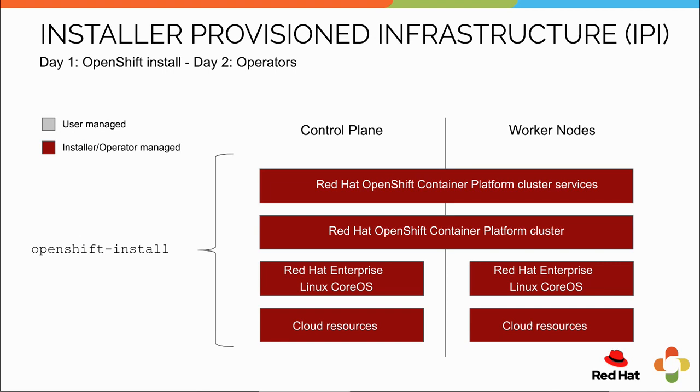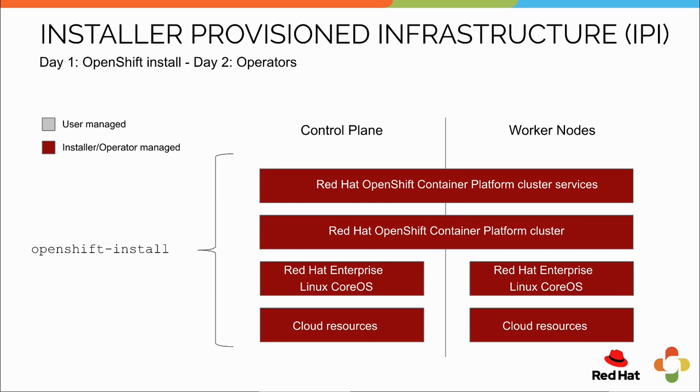So this is an example of an IPI install, just giving you an idea between our control plane and worker node separations. You can see here that the entire process is handled by the installer operators. So all the way from the actual container platform and the cluster services surrounding that, all the way down to the installation of Core OS and the underlying infrastructure resources that are required for Core OS to be configured and provisioned on that infrastructure. So in this instance, cloud resources.